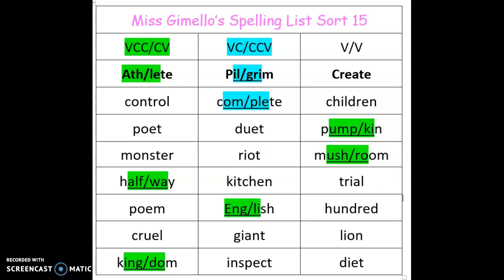Absolutely. We have monster, which also follows vowel, consonant, the split, consonant, consonant, vowel. That belongs in this header. We also have kitchen. It separates after kit, kitchen, with the vowel, consonant, split, consonant, consonant, vowel. That also fits this pattern.